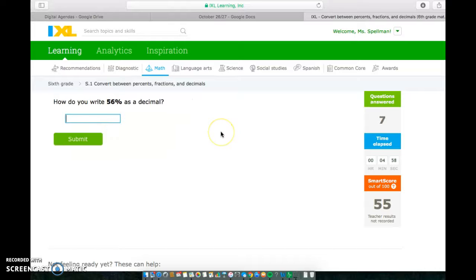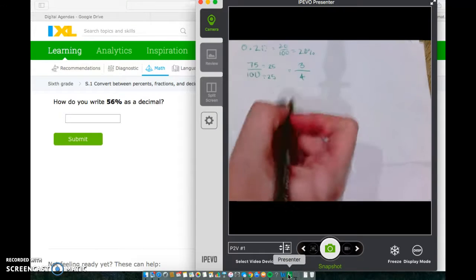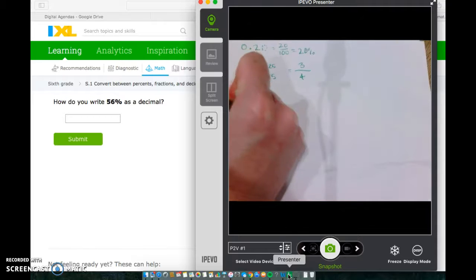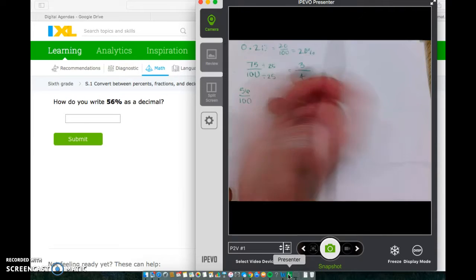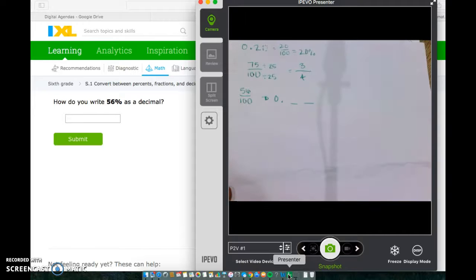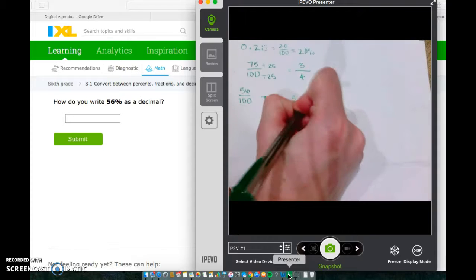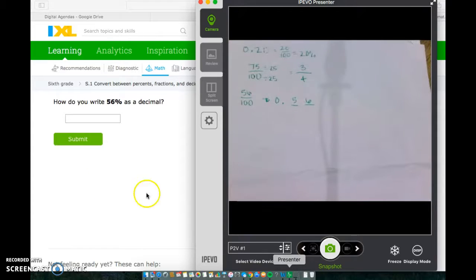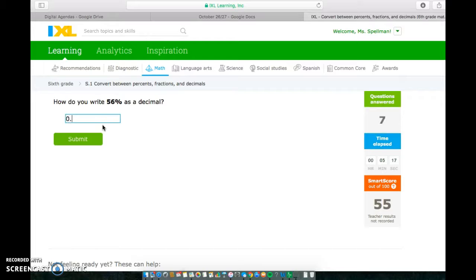56% as a decimal. We know that, once again, if it's a percentage, it's out of 100, so that's 56 out of 100. We know that 2 spots after the decimal means I'm out of 100, so I would just fill it in like that, 0.56. On IXL, you can put the 0, you don't have to, it's all the same. All right, so here are the tricky ones that people have been struggling with a little bit.